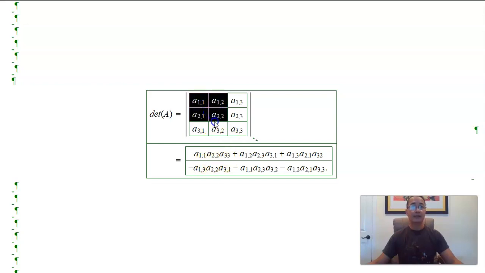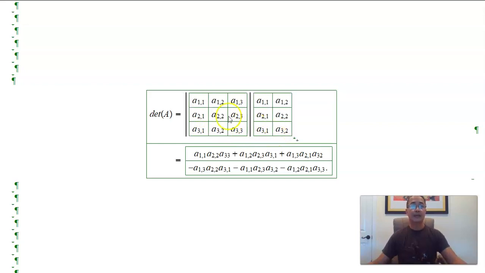So we've seen this before, and remember, an easy way to remember this formula is to copy the first two columns to the right and go left to right, top to bottom, and we get the three positive terms. And then you go right to left, going top to bottom also, and you get the three negative contributions. So what I want to show you is we can think about these 6 terms in pairs.